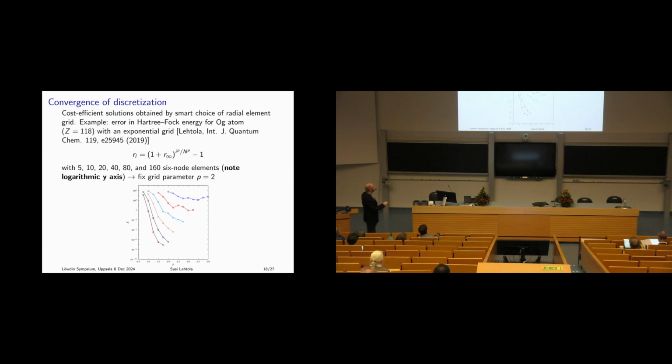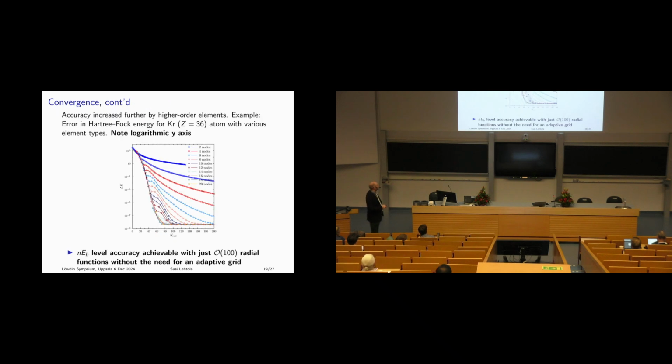Note this is logarithmic: 10 to the minus 10, 10 to the minus 8, 10 to the minus 6, 10 to the minus 4, 10 to the minus 2, 1. So these are gigantic changes. Okay, so this is with 6 node elements. I fixed my radial grid, and now I look at the order for the elements. This is again logarithmic. This is for krypton.